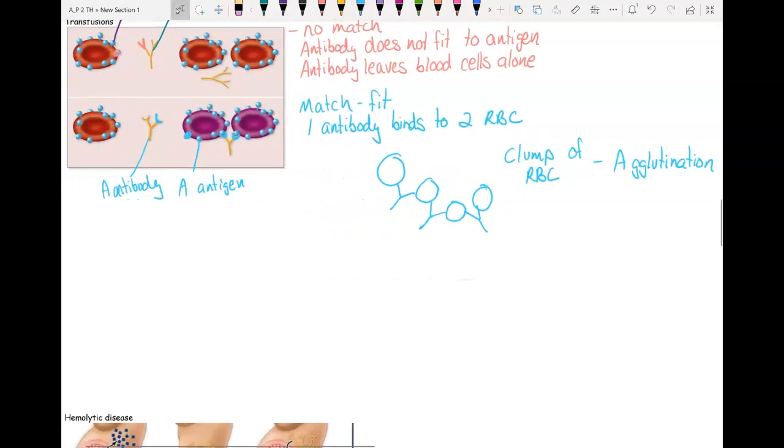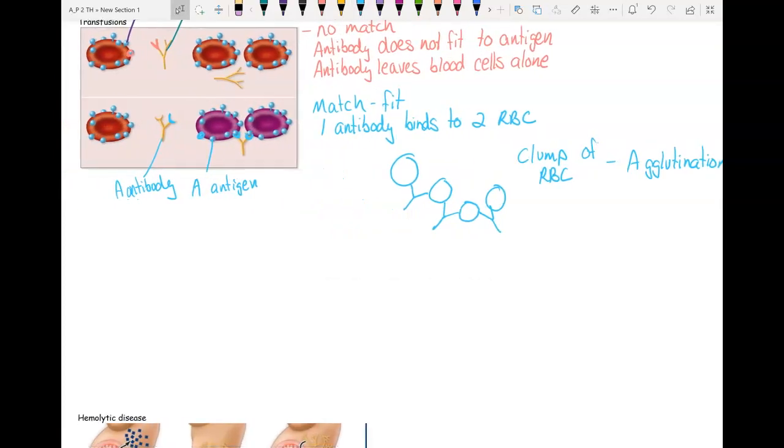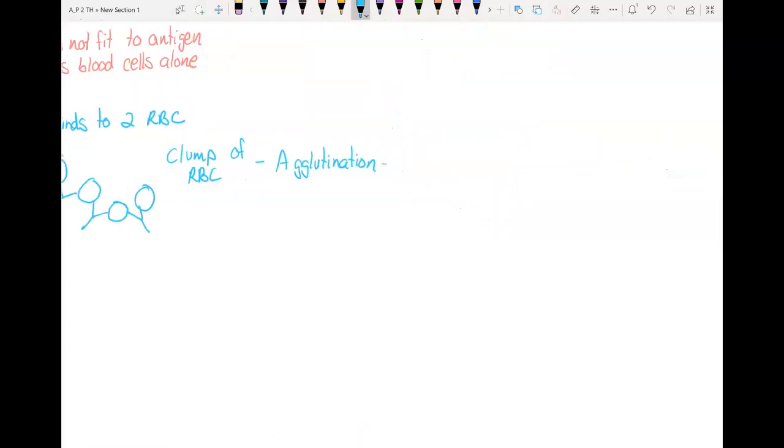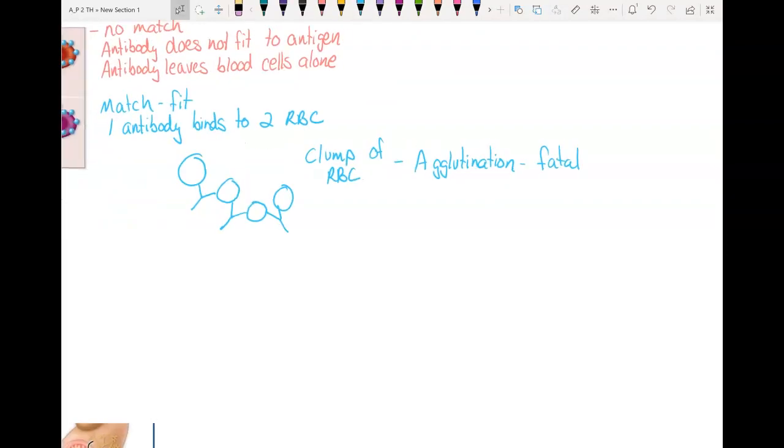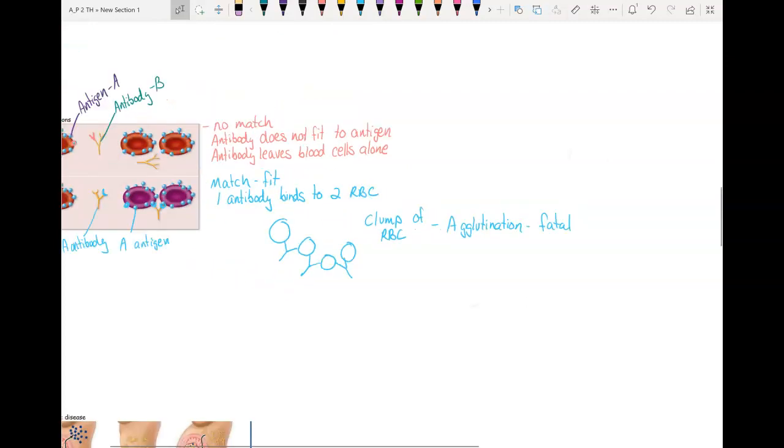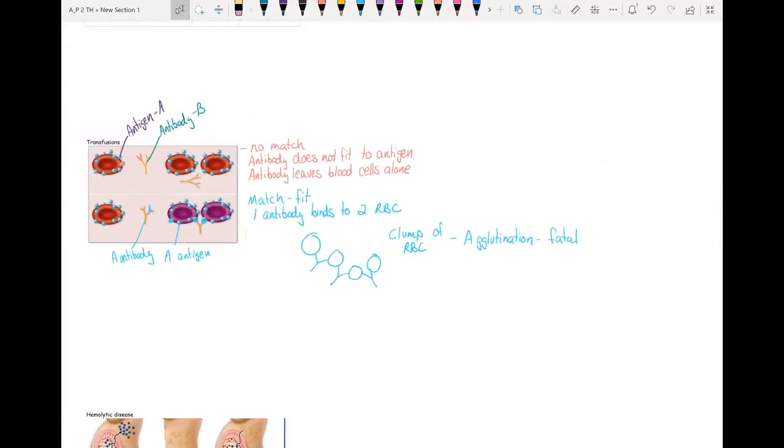So when you're doing blood transfusions, you want to avoid agglutination. Agglutination is deadly. If those blood cells are all clumped up, they're going to clog your blood vessels, the blood's going to stop flowing, and you will die. So you don't want this. When it comes to doing blood transfusions, you have to avoid agglutination.